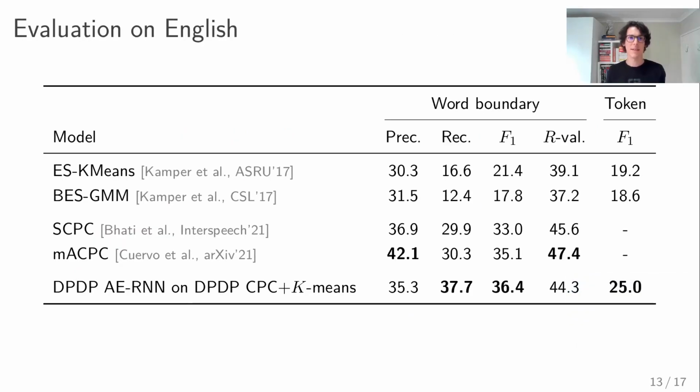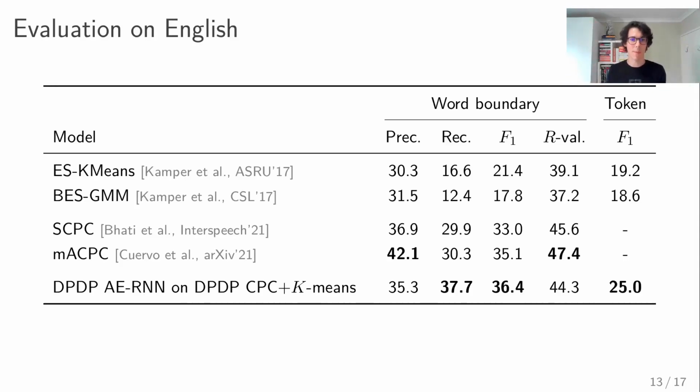So here you can see the English Buckeye evaluation results. I report word boundary precision, recall, F1 and R value. R value explicitly penalizes over-segmentation. And then I also report word token F1. This is where to get credit for a word, you need to get both boundaries right without an intermediate boundary in the middle of the word. And I'll just go from the bottom to the top.